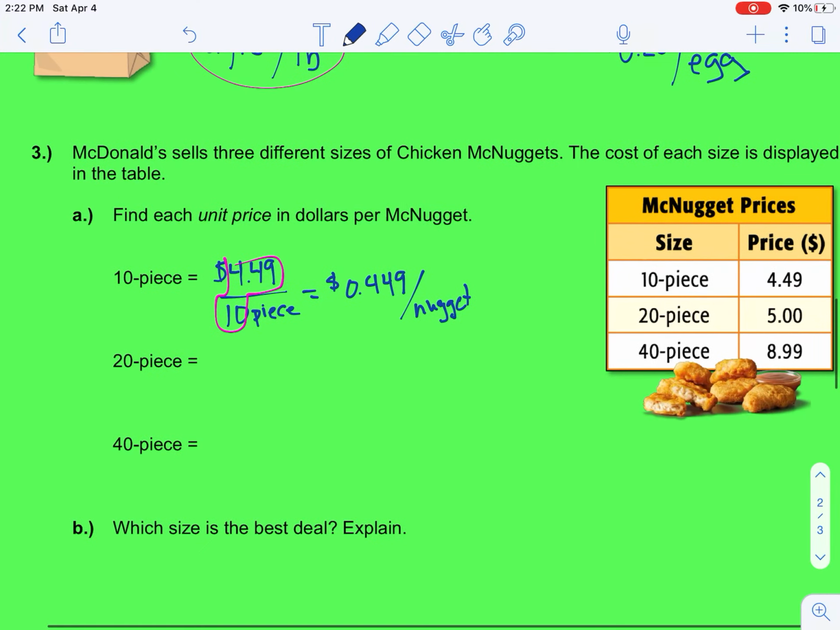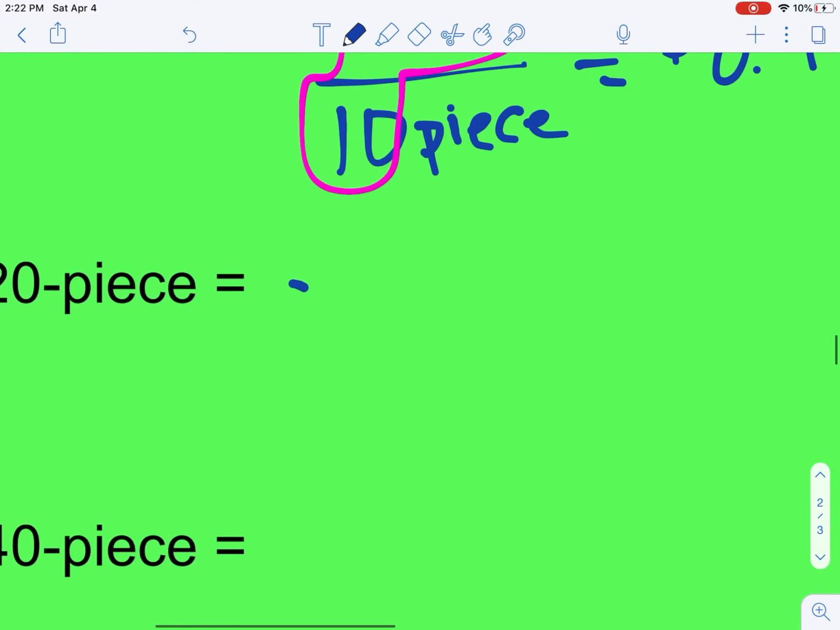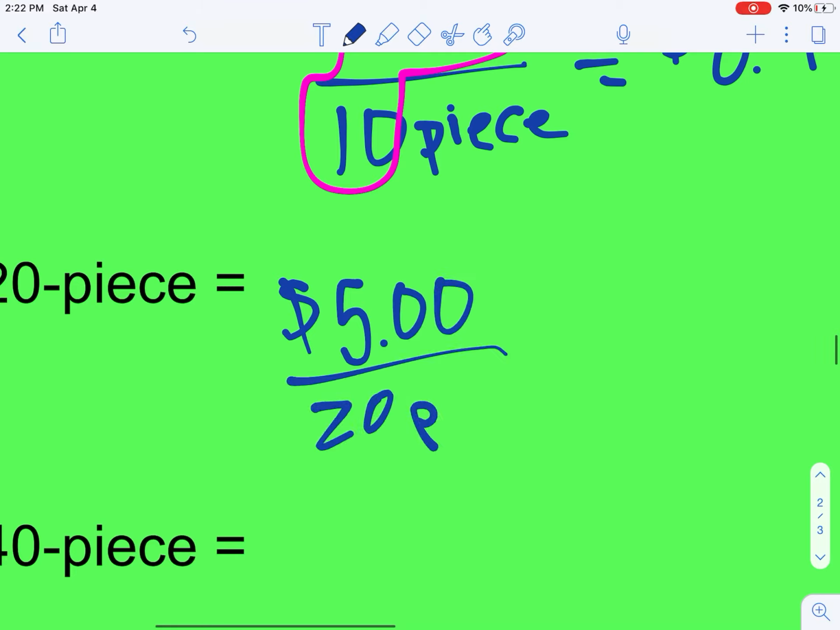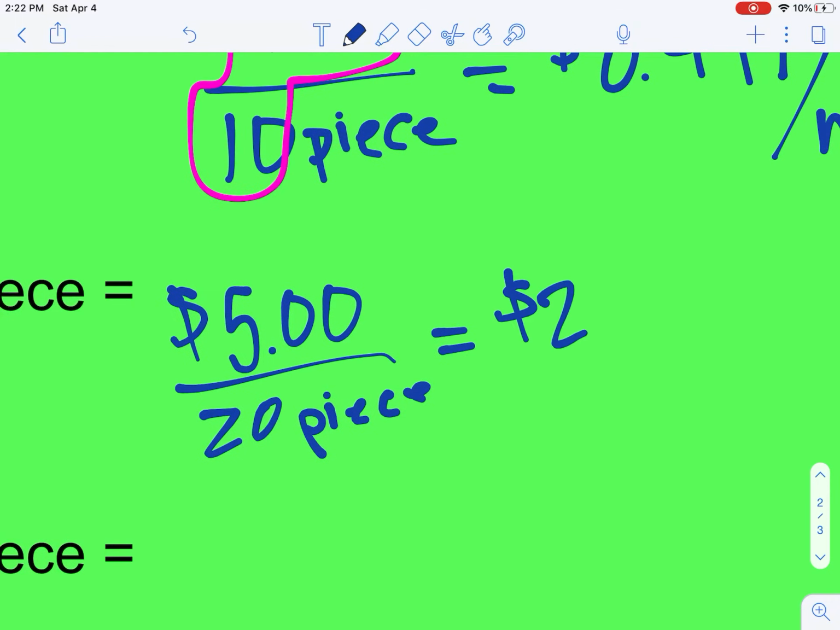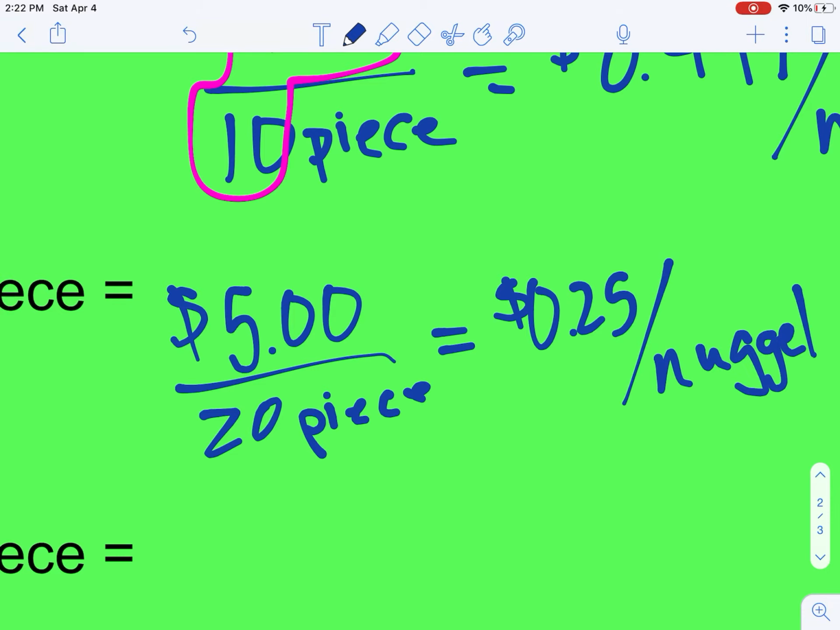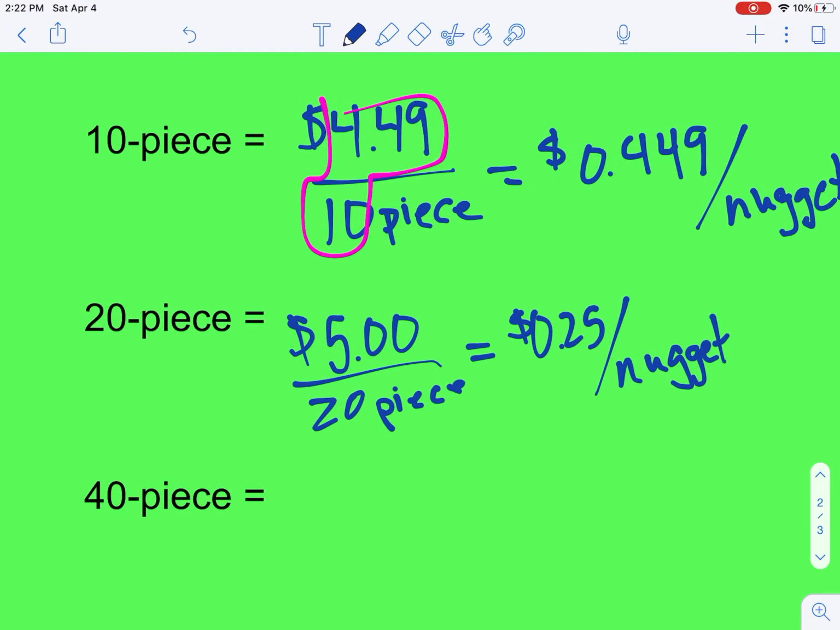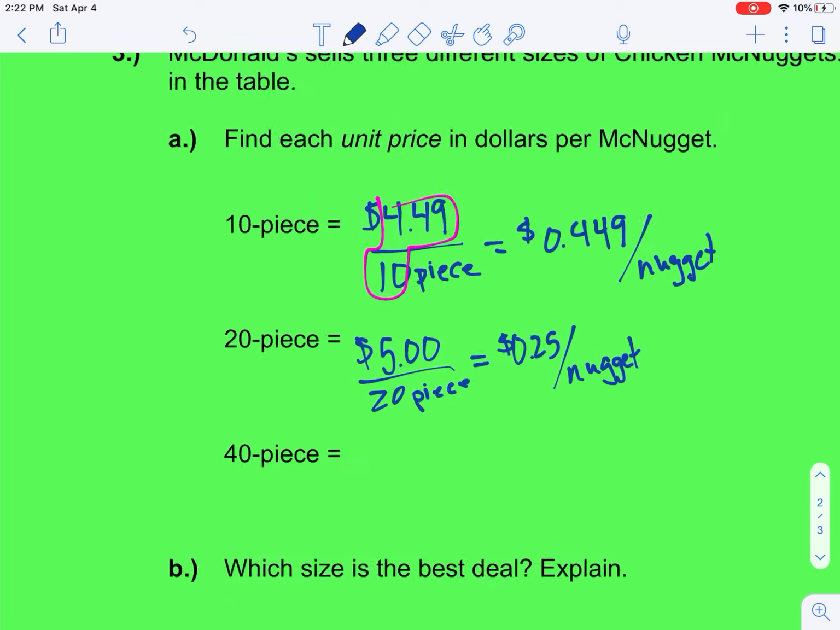Now, if I buy the 20-piece chicken nugget, that's $5. So it's $5 for a 20-piece chicken nugget. So I need to do $5 divided by 20. And if I do that, I end up with exactly 25. Oops, I screwed that up here. I end up with exactly 25 cents per nugget. So already if I compare those two deals, I see that my 20-piece chicken nugget is significantly cheaper.